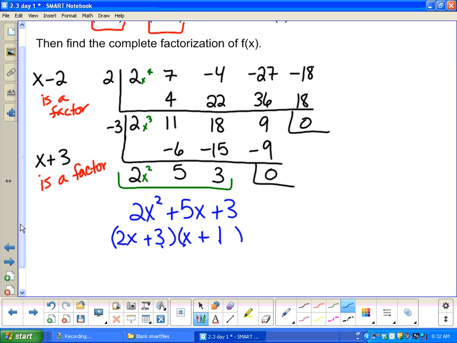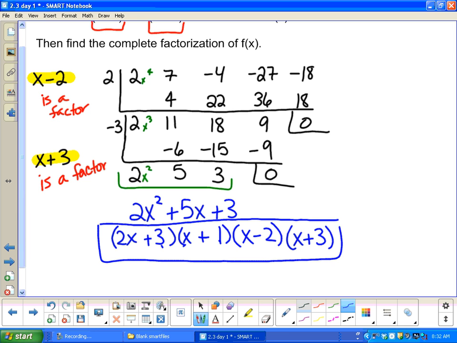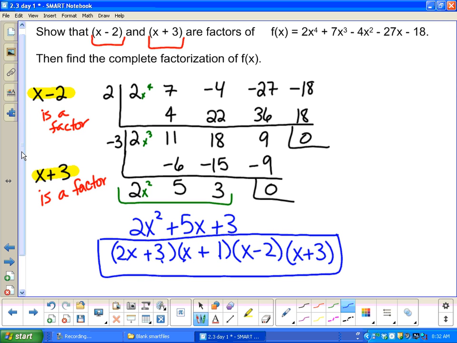But it says write the complete factorization. Here are 2 of them. The other 2 are these ones. So those I also have to write down as part of the complete factorization. So there is the complete factorization of our original polynomial, 2x to the 4th plus 7x to the 3rd, etcetera.